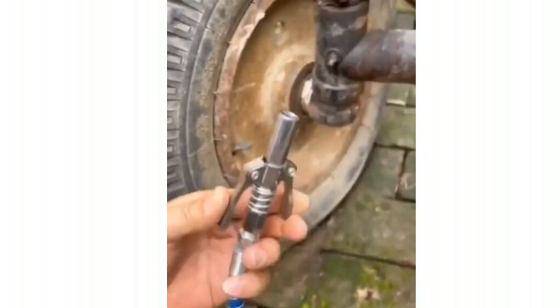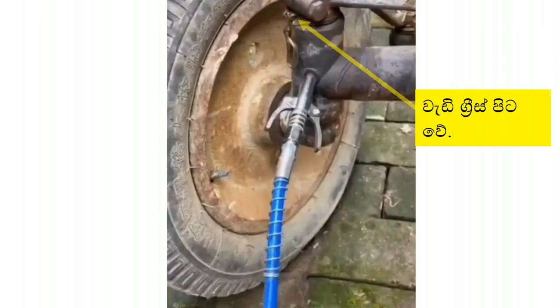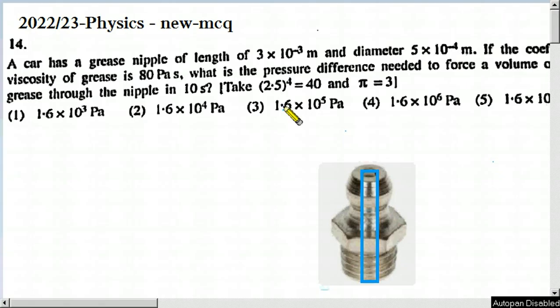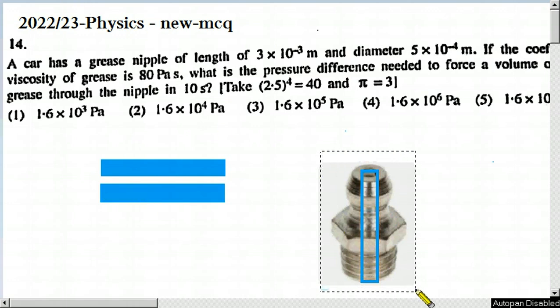Now he connects the gun to the nipple and he starts the pressure machine, so extra additional grease overflows. So children, you know what the grease nipple is. So let us go to the question. It is just a cylindrical tube. Walls are thicker.